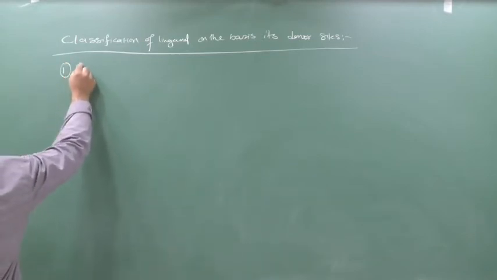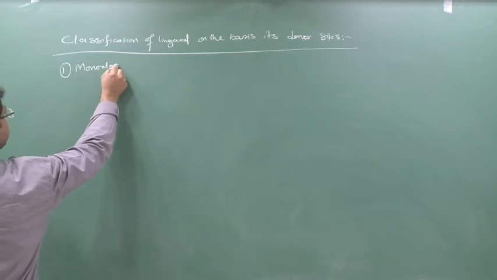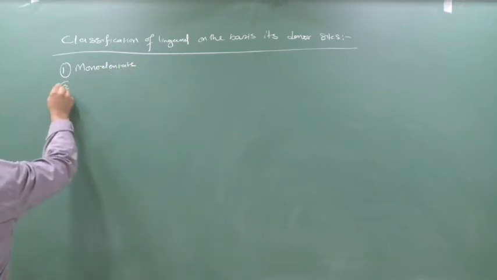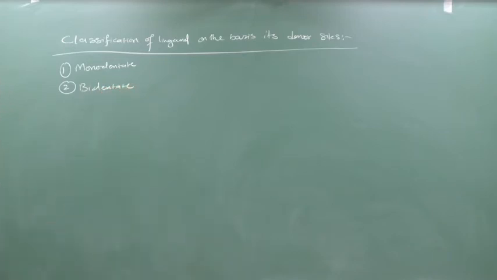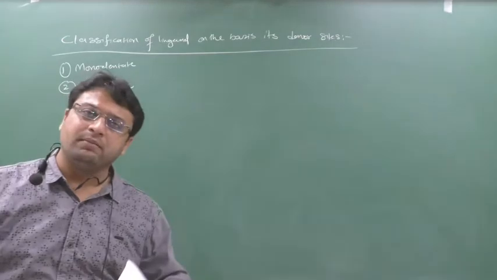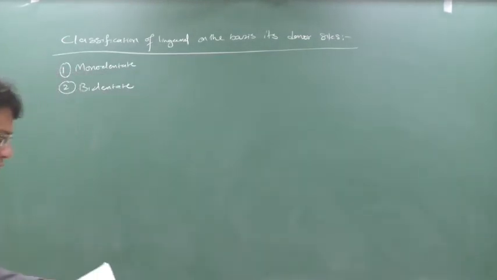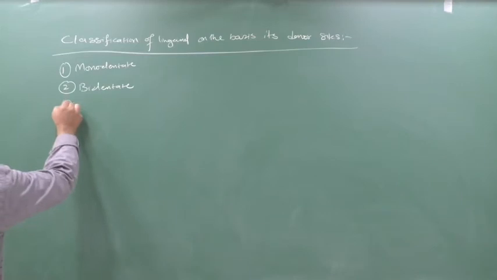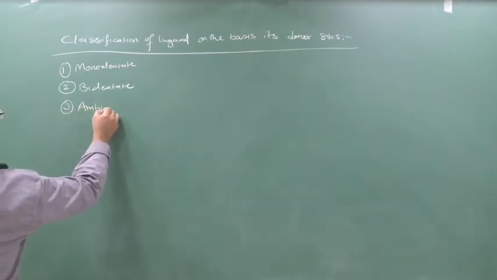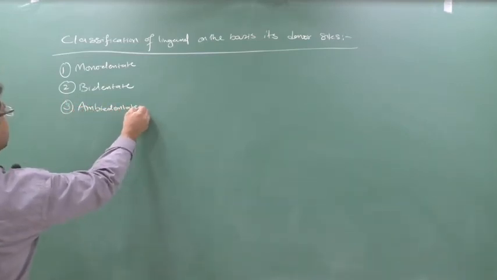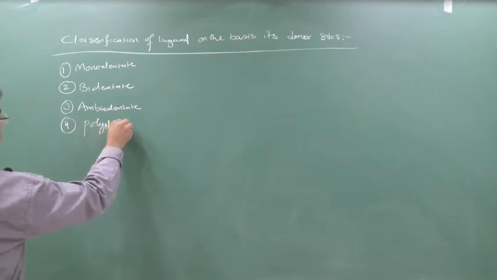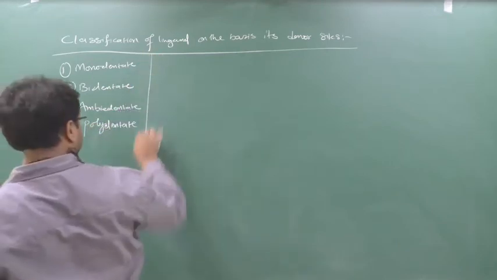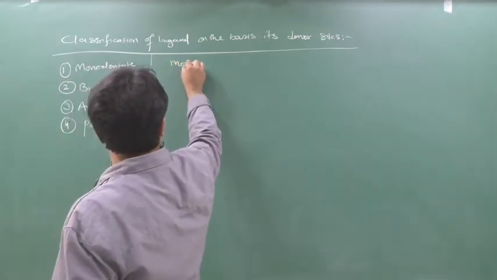First is monodentate, second is bidentate. There is also tridentate and tetradentate, but I am categorizing all of them under polydentate. Third, you can write down ambidentate. Fourth, I can write down polydentate. We will see this one by one. First, we will see the monodentate.